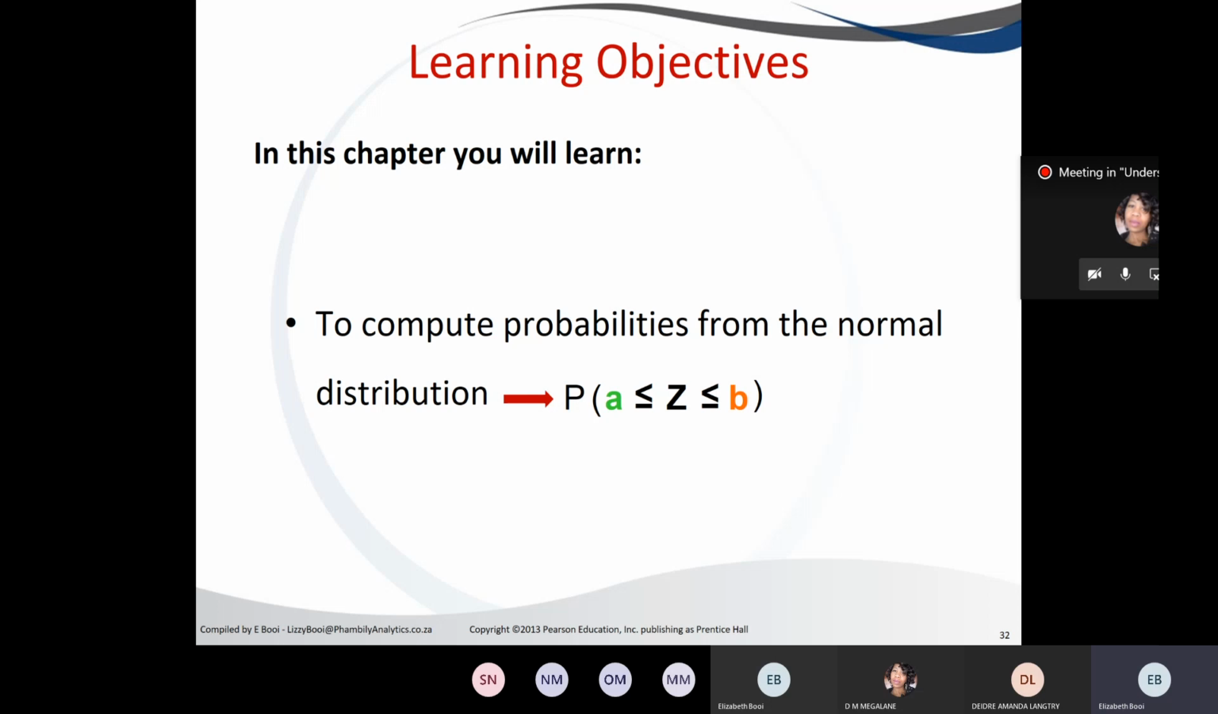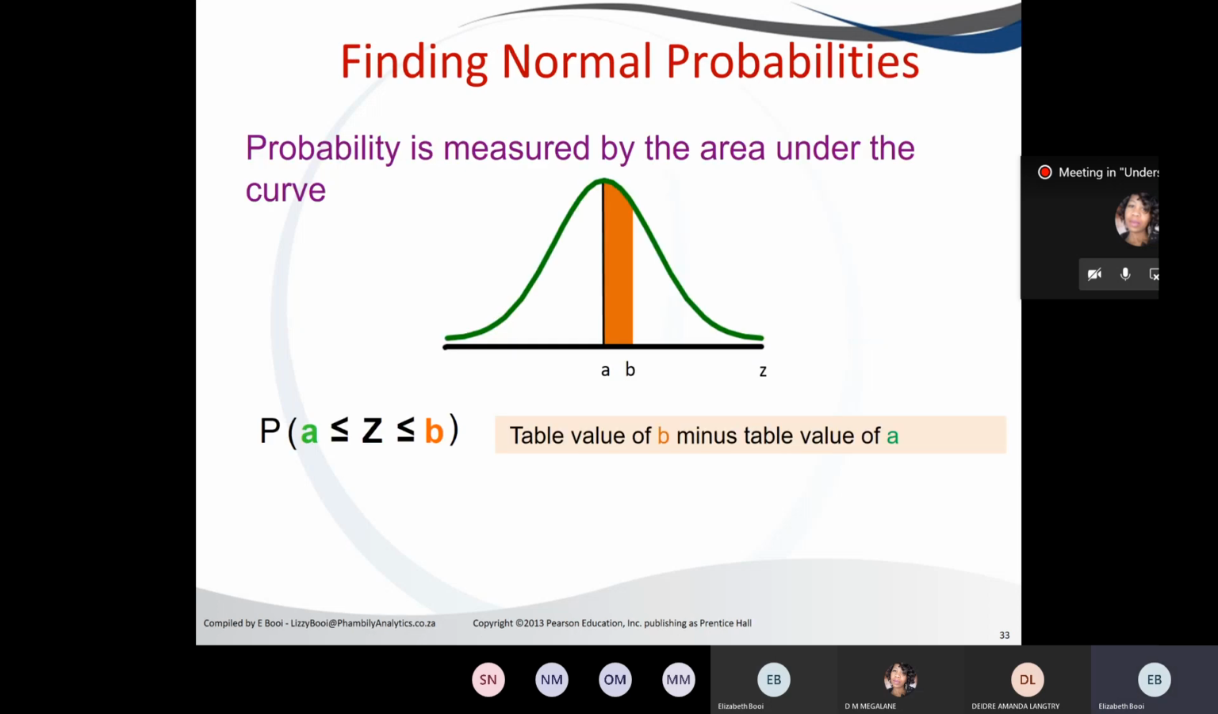For between, it works a little bit differently. Because we're looking for the between values, only this small shaded area from that distance to that distance, not the whole area from negative infinity or up to positive infinity, but just the area in between. To find that, we find the probability of the highest value, which is the B value, and subtract the probability of the A value from the tables. So we take the table value from B and minus the table value from A.